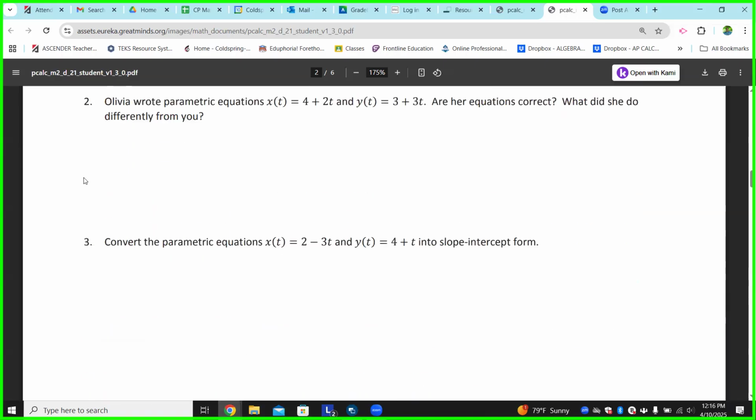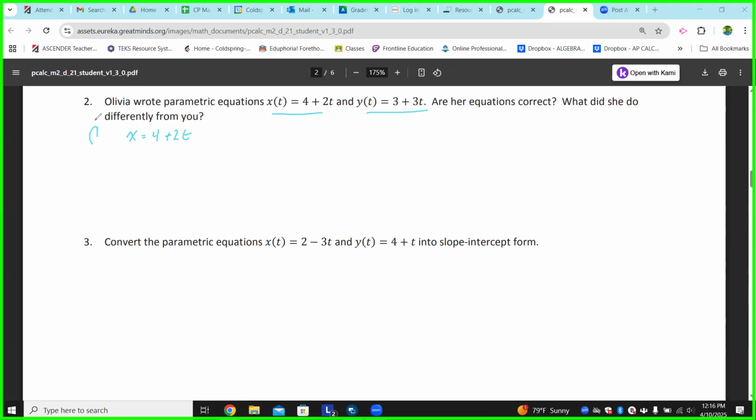So on part 2, Olivia wrote parametric equations x(t) equals 4 plus 2t and y(t) equals 3 plus 3t. Right, Olivia? Are her equations correct? Were those the equations that we just got? So does that mean that she's wrong? How can we check? Just plug it in. Now I'm going to show you a different way because it's going to approach number 3 or 4. But if I want to know if Olivia is correct with these equations, here's the first step you want to do. Take the x equation.